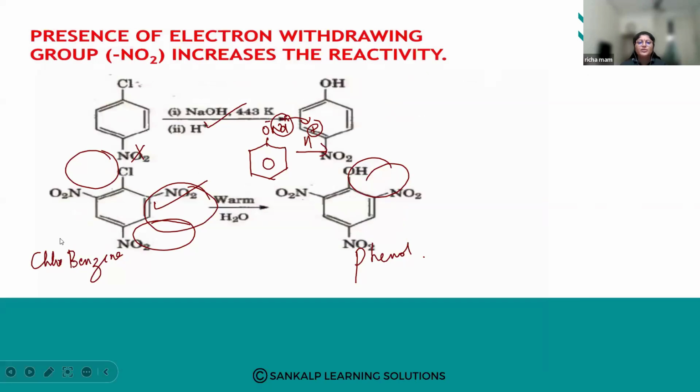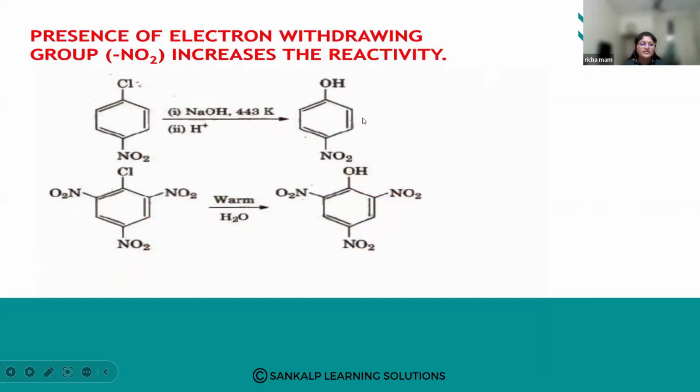Next, the presence of an electron withdrawing group increases the reactivity. Just now we have seen that whenever there is an electron withdrawing group, the reactivity increases, so nucleophilic substitution takes place.